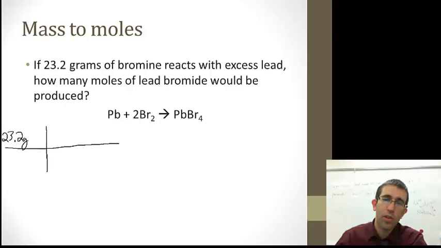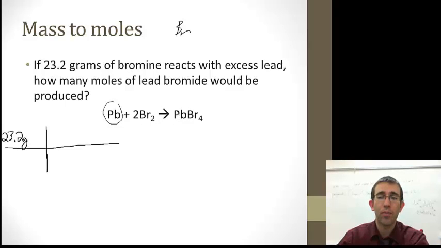So, what does this mean? 23.2 grams of bromine. Which one of these is bromine? Well, on your periodic table, yes, Br is bromine, but I see it here and here. Which one is it? Well, it reacts with excess lead, so this right here is lead. How many moles of lead bromide would be produced? Well, this right here is your lead bromide. So when I say bromine, I must mean this chemical here. Make sure you write down your chemical Br2. So, 23.2 grams of Br2.